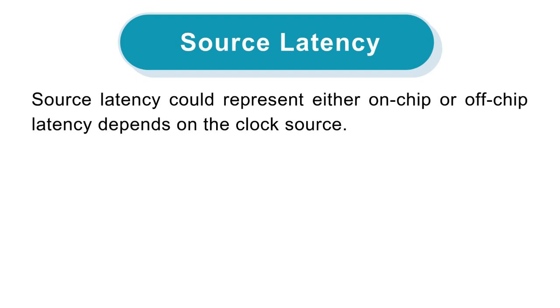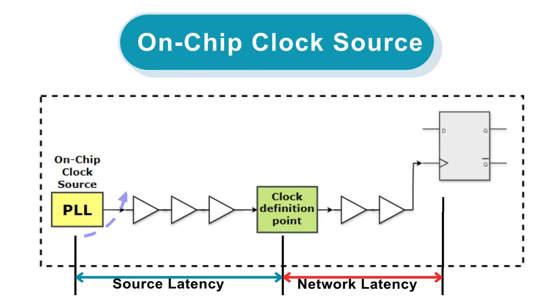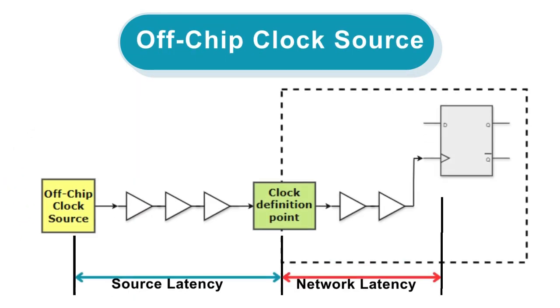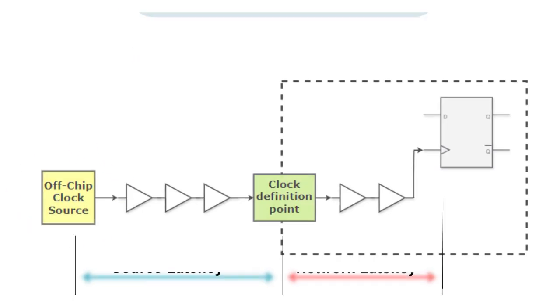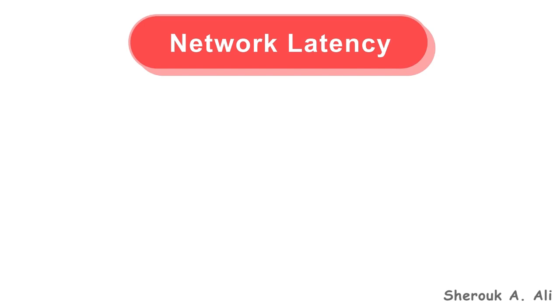Source latency could represent either on-chip or off-chip latency, depending on the clock source. Let's illustrate. On-chip clock source, where the clock generator is located within the chip, such as a PLL. Off-chip clock source, where the clock generator is located outside the chip, such as an external oscillator or a clock signal provided by another system. Now let's see the network latency.